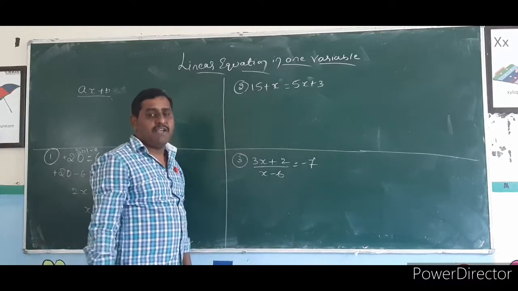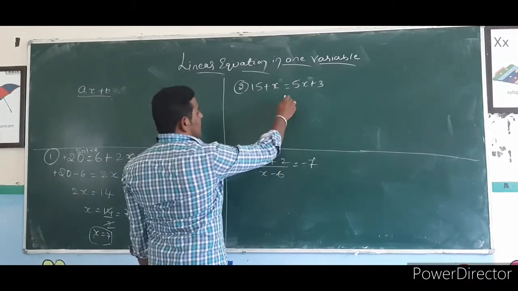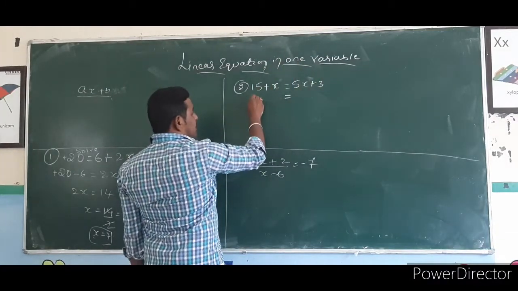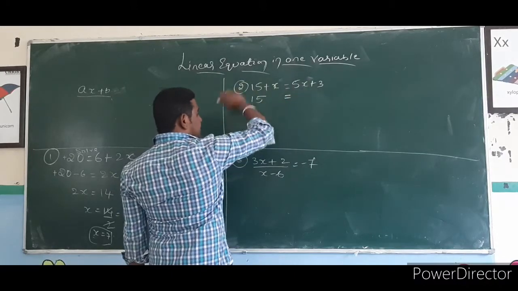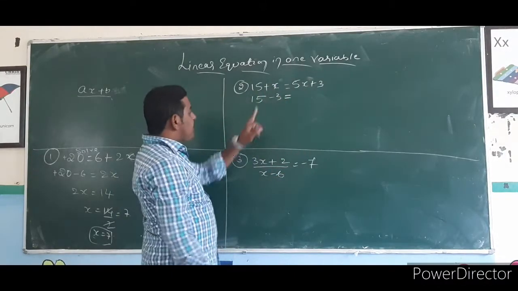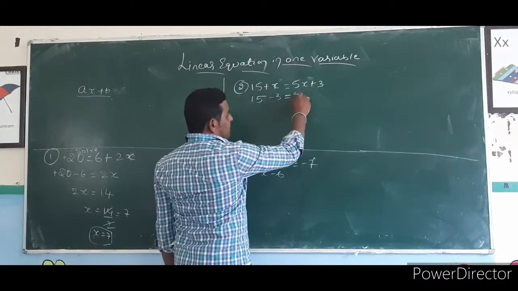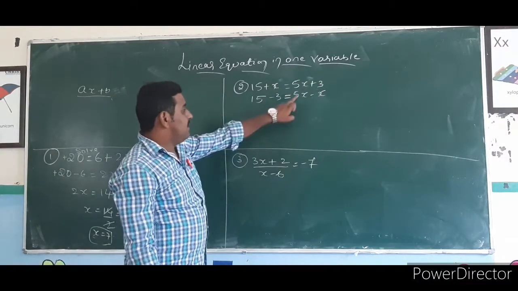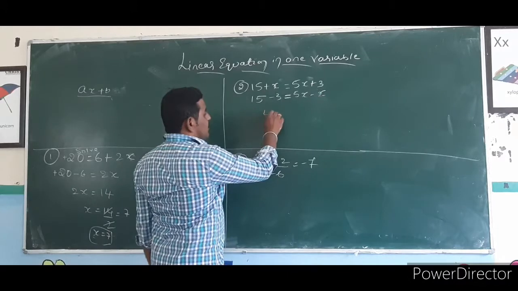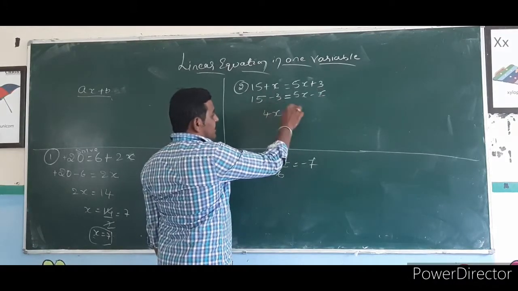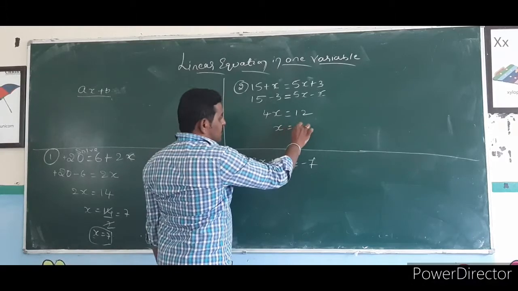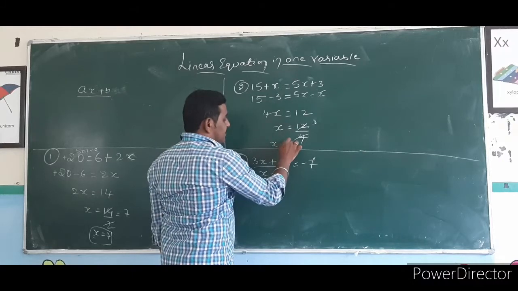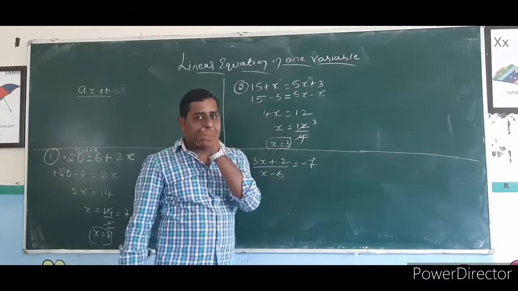So how to solve this type of equation? You can shift variables to one side and numbers to the other side. Here plus 15 is there. Plus 3 you can shift to this side, it will become minus 3. Plus x you can shift to the other side, and it will become minus x. In 5x, minus x gives 4x. 15 minus 3 gives 12. So 12 is equal to 4x. This 4 will come to the denominator's place. 4 ones are 4, 4 threes are 12. x is equal to 3.